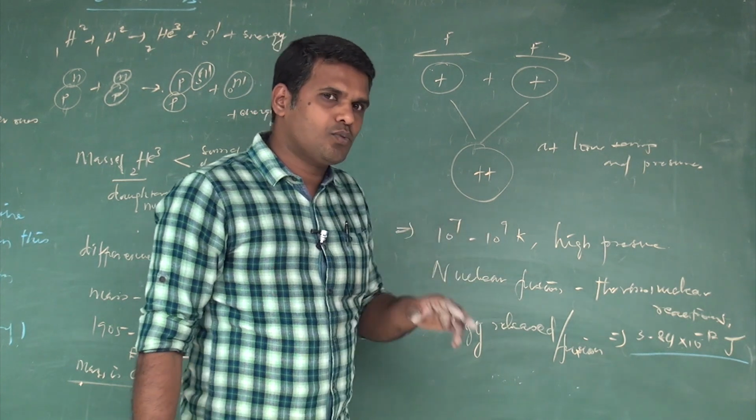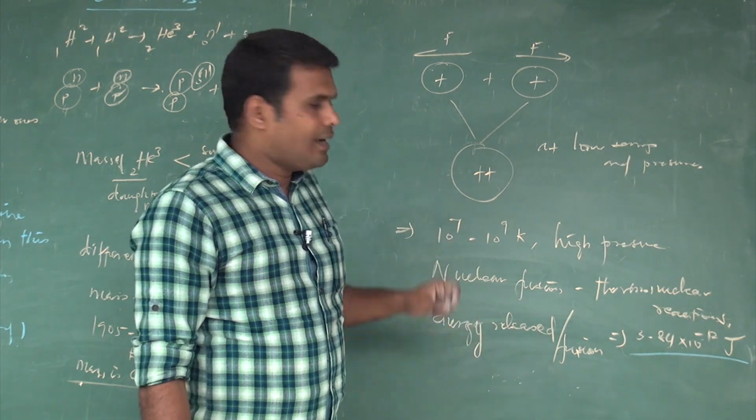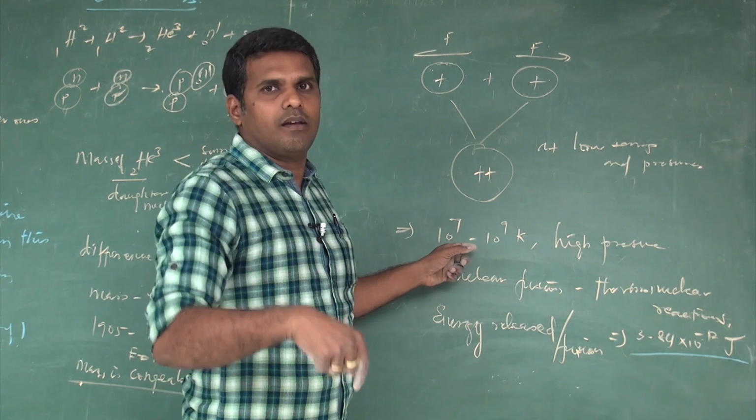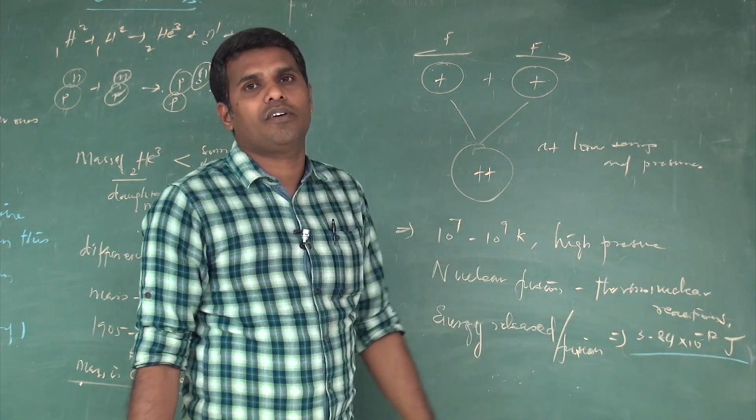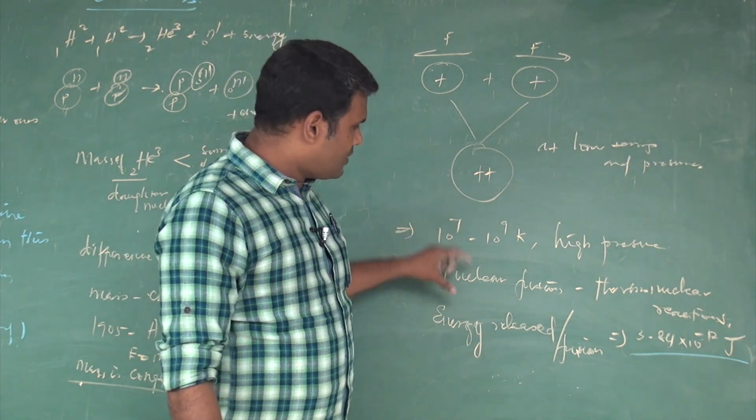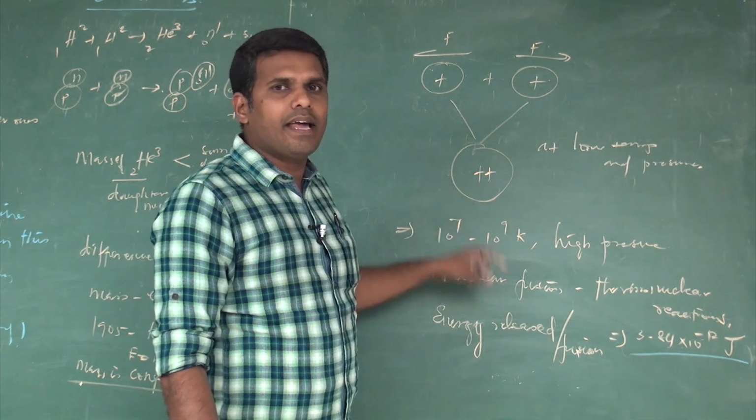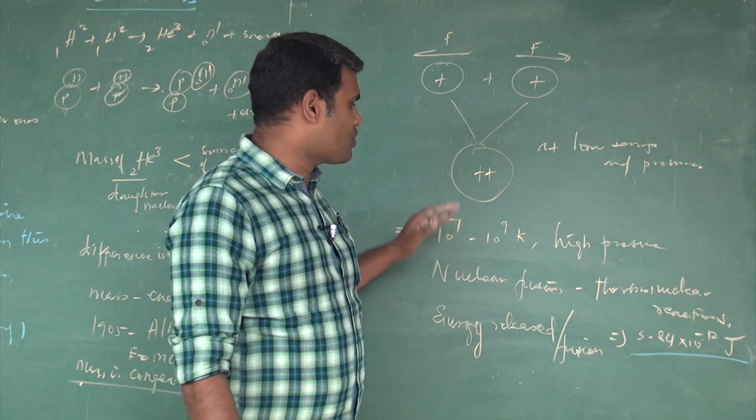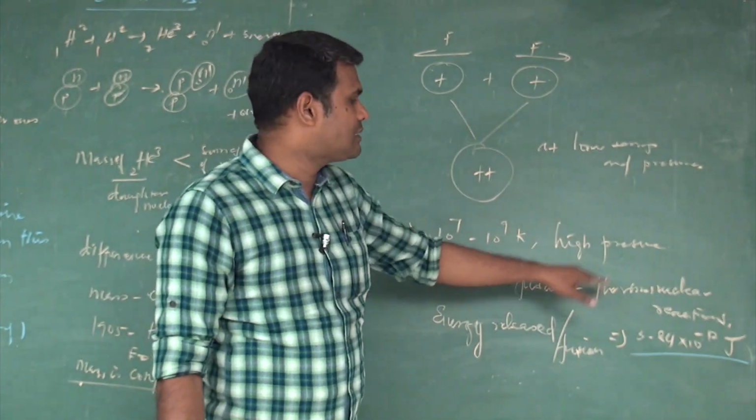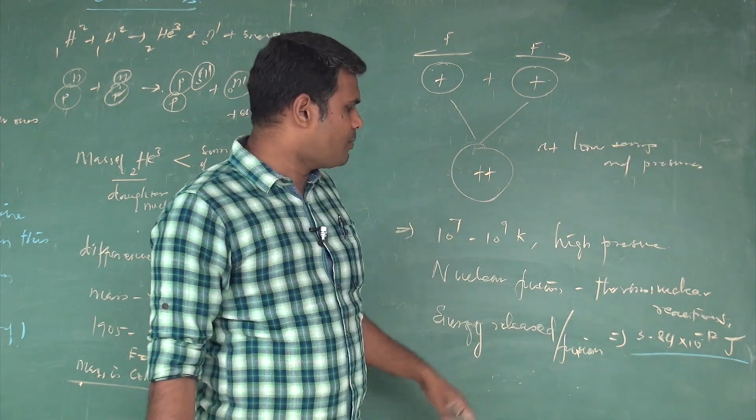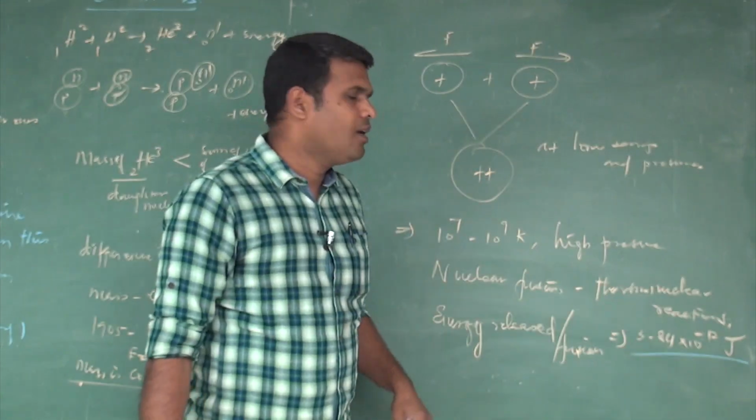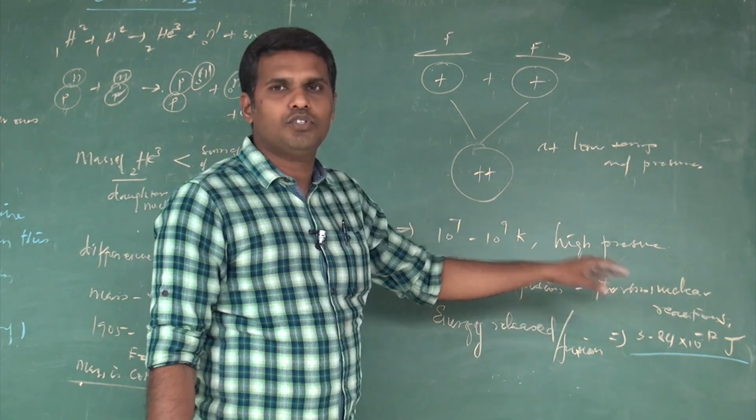So there are two places: one at the site of explosion of the atom bomb, and second, in the sun. This much high temperature is available, and this much pressure is also available. Since this fusion reaction is carried out at very high temperatures, we call these nuclear fusion reactions thermonuclear reactions. The energy released per fusion is 3.84 × 10^-12 joule.